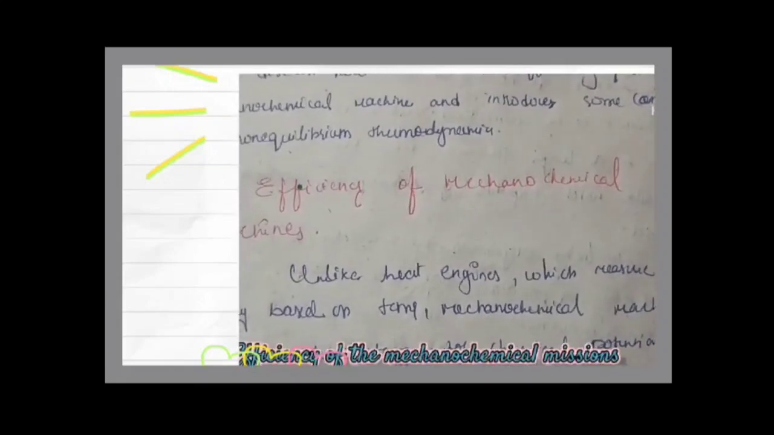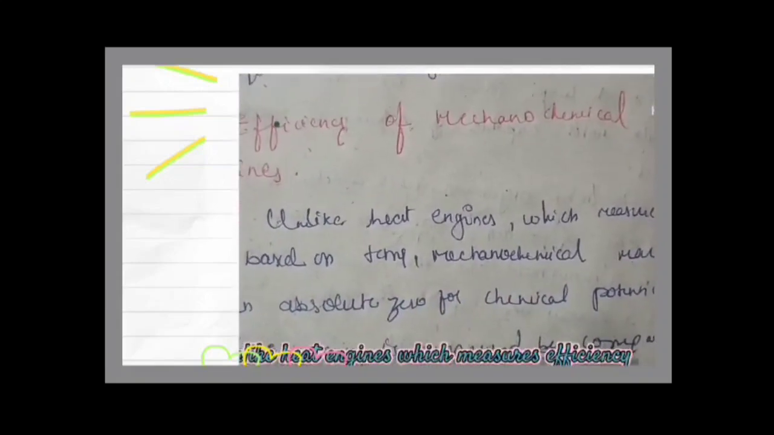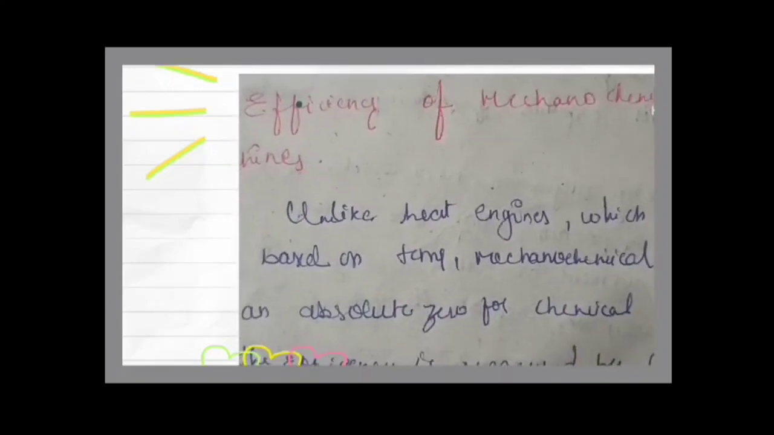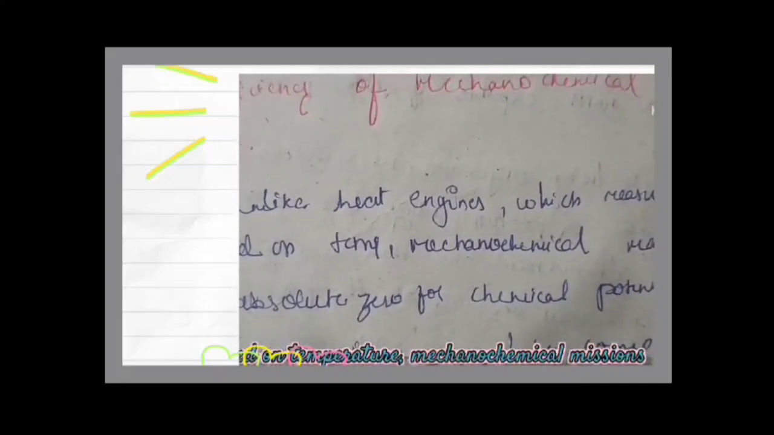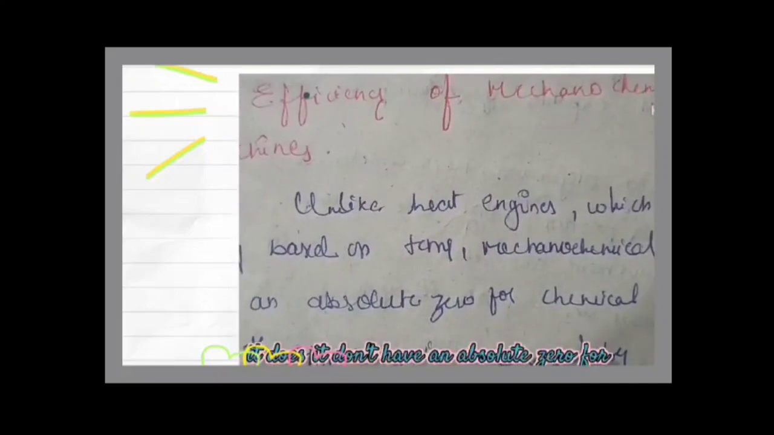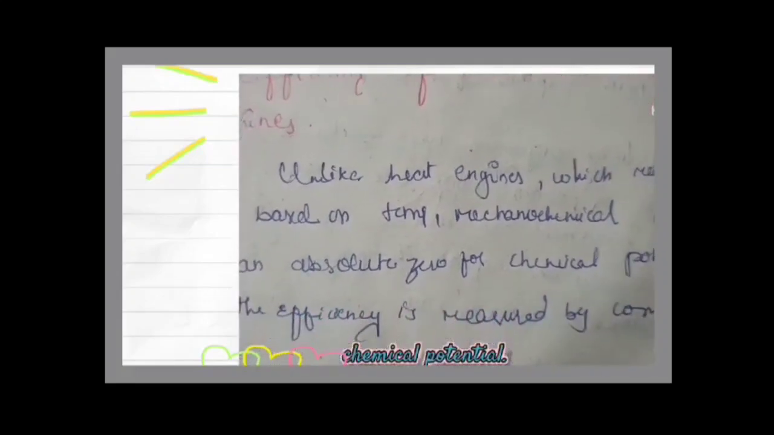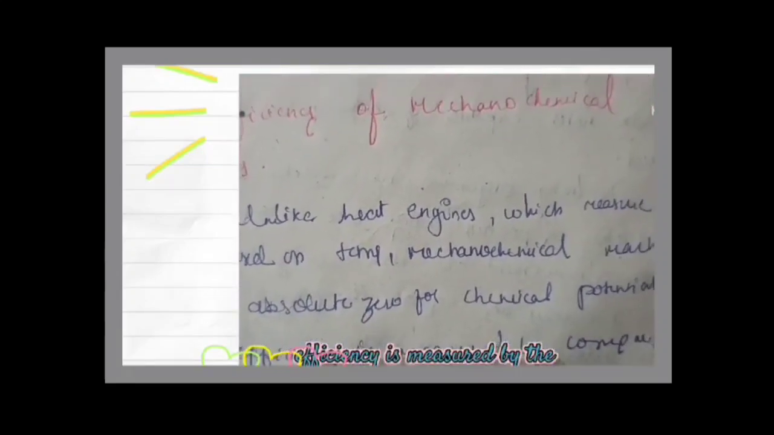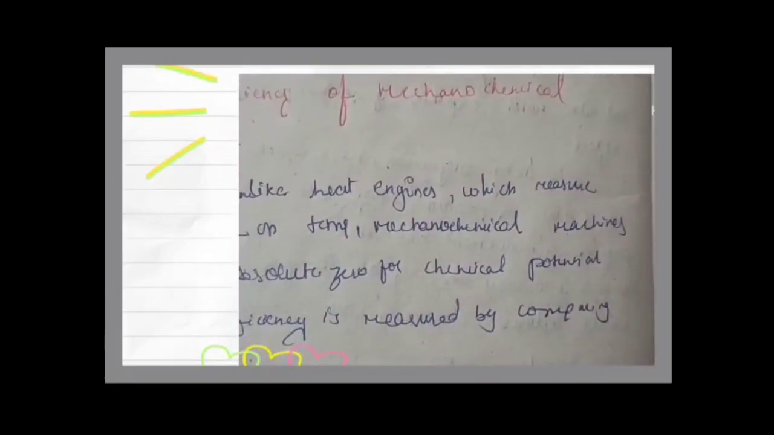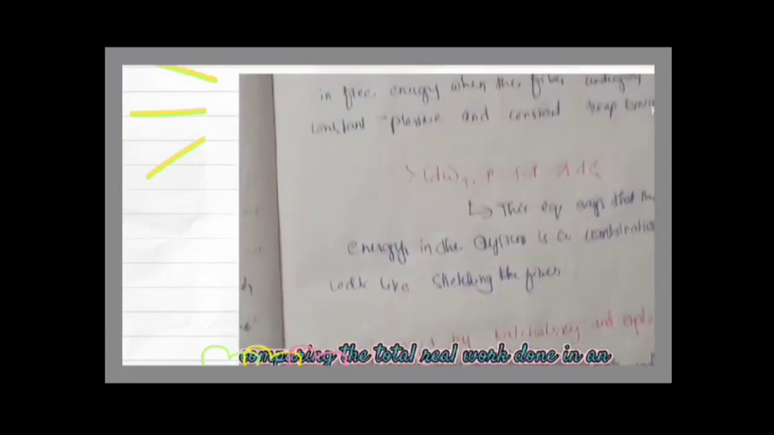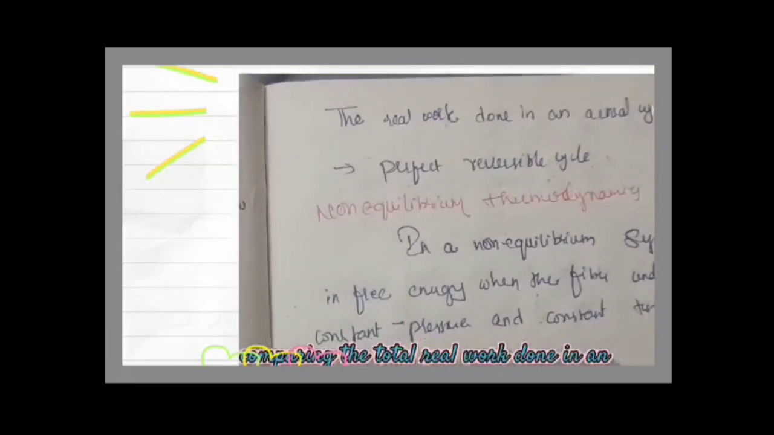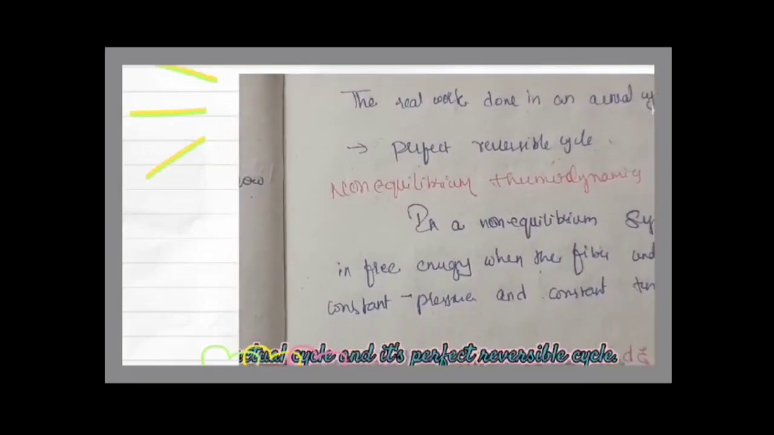Efficiency of the mechanochemical machines. Unlike heat engines, which measure efficiency based on temperature, mechanochemical machines don't have an absolute zero for chemical potential. The efficiency is measured by comparing the total real work done in an actual cycle with that of a perfect reversible cycle.